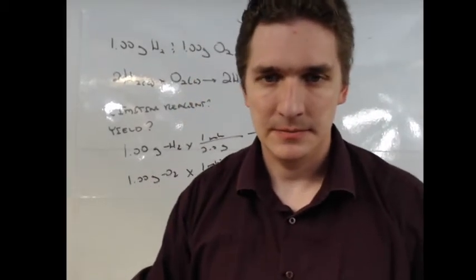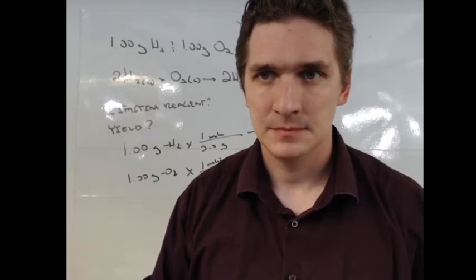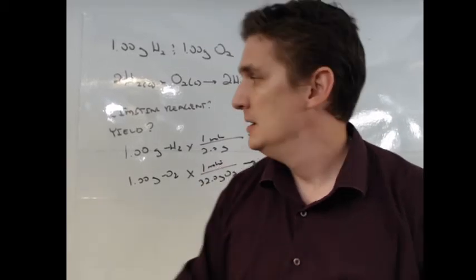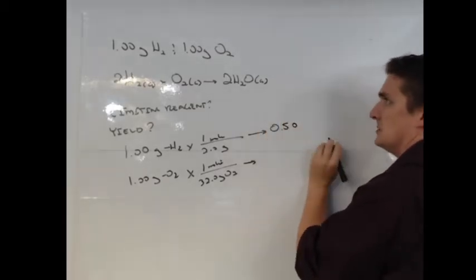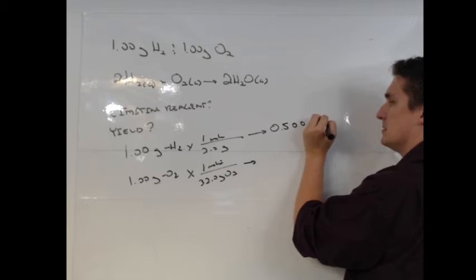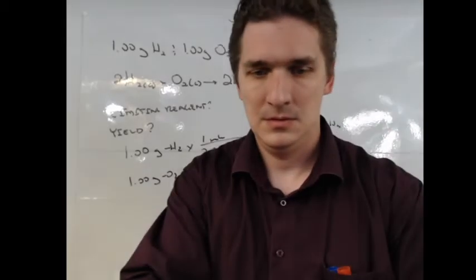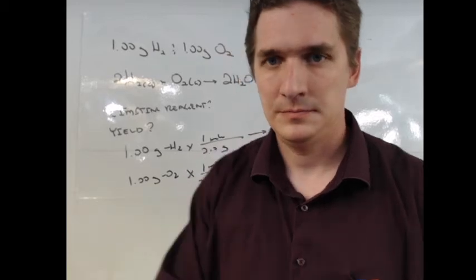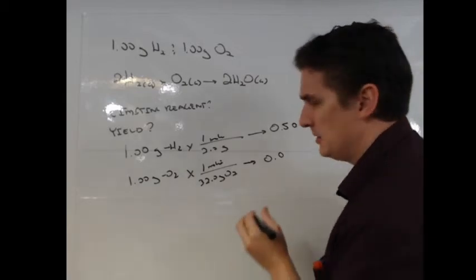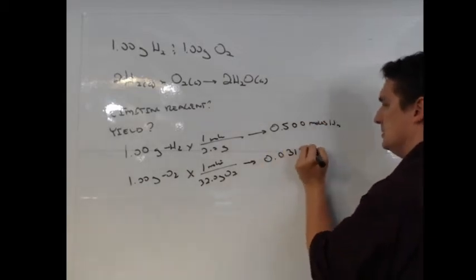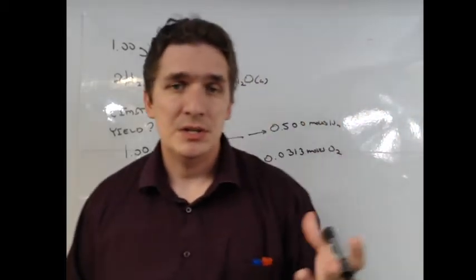So let me bring up Excel. With hydrogen, this is easy. So you have 0.50 moles of H2. And for oxygen, you have 0.0313 moles of O2. Question is, who's the limiting reagent?